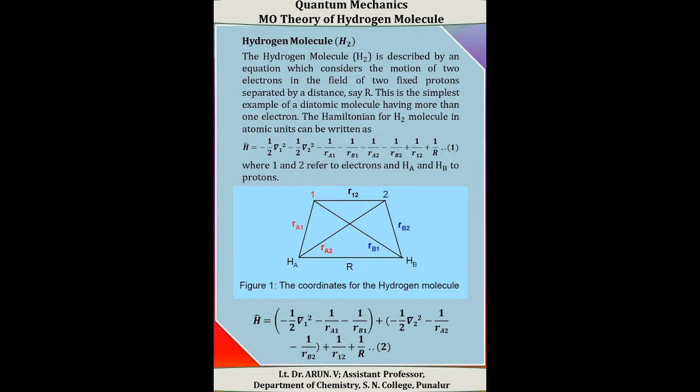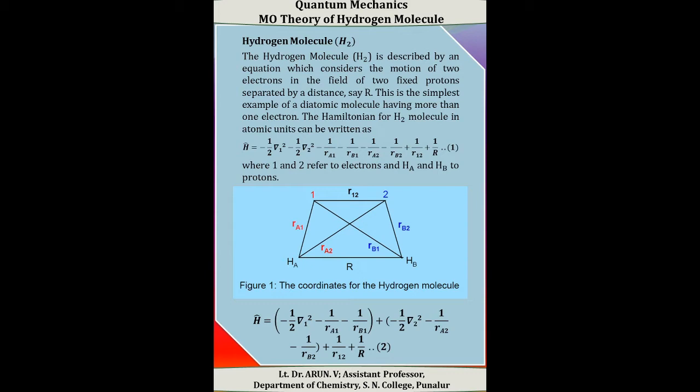The Hamiltonian for hydrogen molecule in atomic units can be written as H cap equals minus 1 by 2 del 1 square minus 1 by 2 del 2 square minus 1 by r a1 minus 1 by r b1 minus 1 by r a2 minus 1 by r b2 plus 1 by r12 plus 1 by r, where 1 and 2 refer to two electrons and HA and HB represent the protons of two hydrogen atoms.